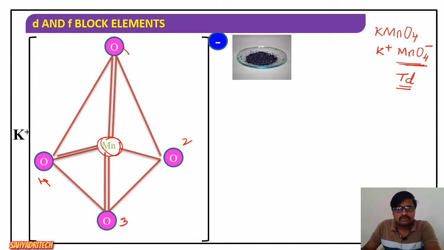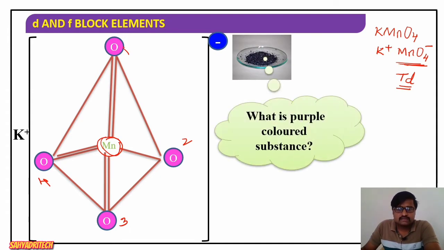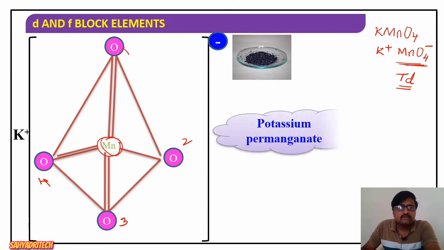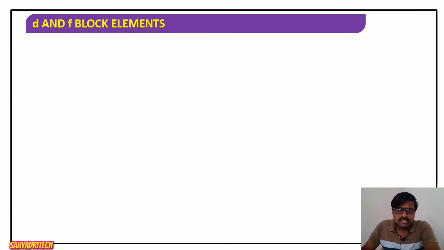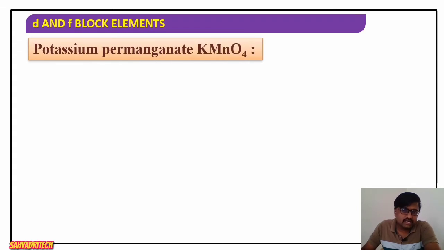Well, how does it look? What is that purple colored substance? Yes, it is nothing but potassium permanganate. Whenever we observe this purple colored crystalline substance, it is called potassium permanganate. Now the structure, as I said, has a tetrahedral geometry, right?